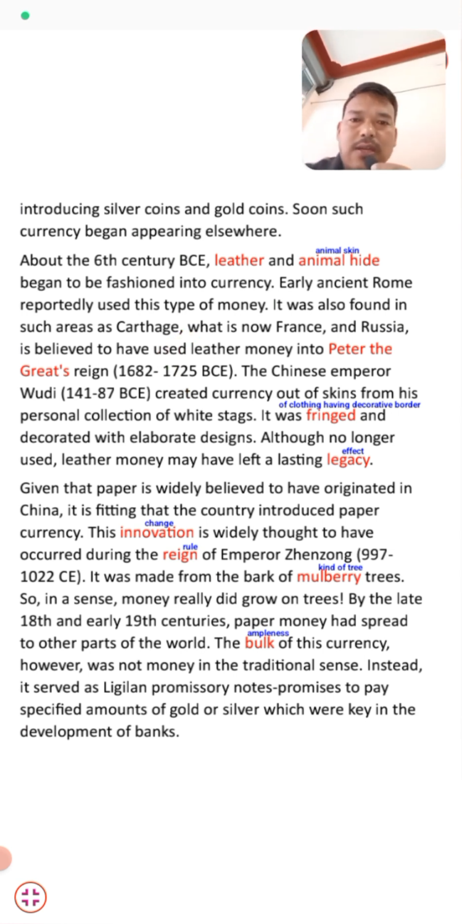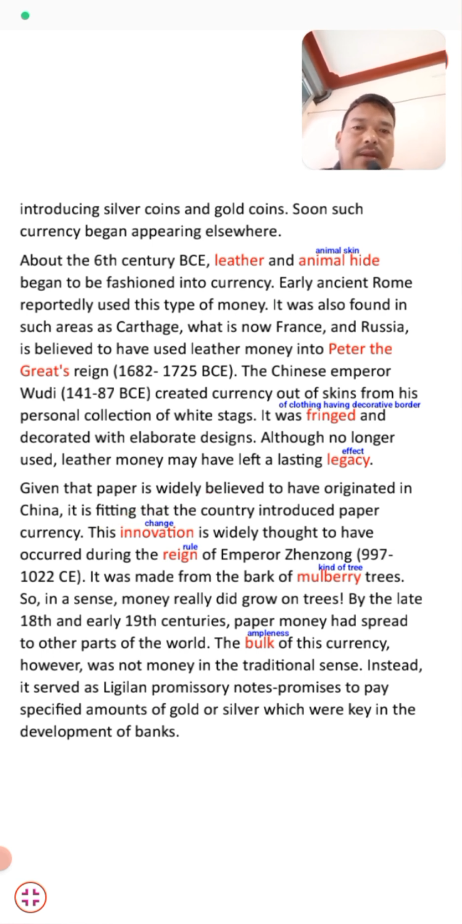It's time for the next paragraph here. Paper is widely believed to have originated in China. It is fitting that the country introduced paper currency. Now this is the time when paper currency was introduced, students, that we are going to talk about in this paragraph. Paper is thought to have originated in China. The first paper currency was introduced in China, so it's no surprise that China adopted banknotes, as they are called in recent days.